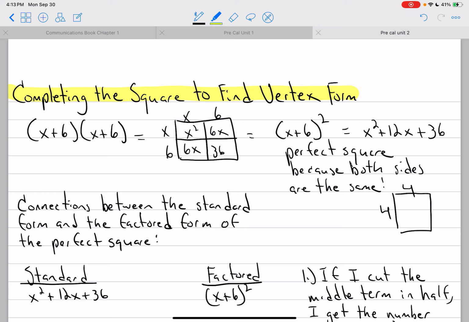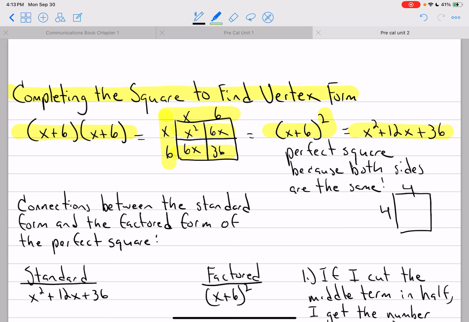I know you've seen this, but I want to make sure you know why it actually makes sense. So (x + 6)(x + 6) is called a perfect square because both sides are the same, which means all four sides are the same, which means that shape would be a square. And we know it makes x squared, 6x, 6x, and 36. So (x + 6) squared is a perfect square, and that equals x squared plus 12x plus 36.